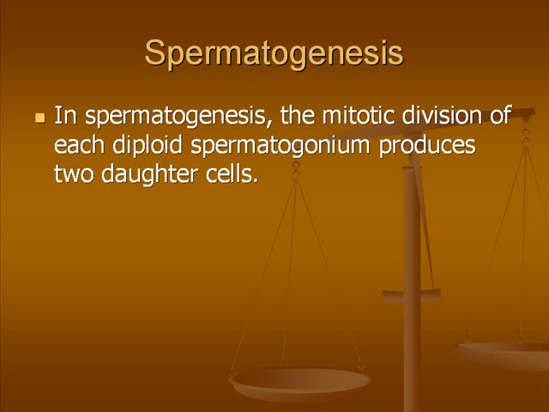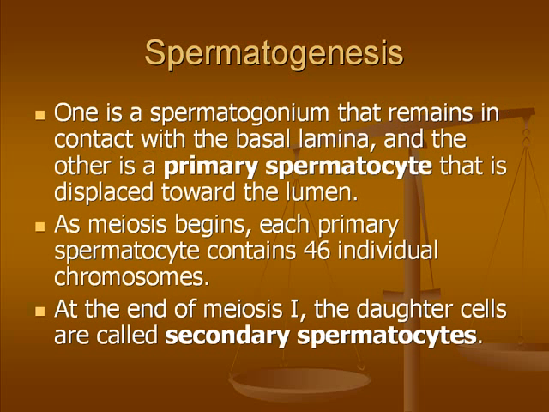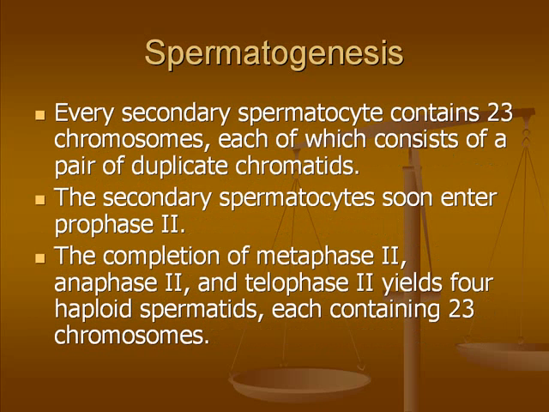In spermatogenesis, mitotic divisions of each of the diploid spermatogonia will produce 2 daughter cells. One of the spermatogonia will remain in contact with the basal lamina. That's the tissue layer, if you remember, epithelial tissue lying closest at the base of the cells. It will be displaced toward the lumen. Meiosis will begin, and each primary spermatocyte will then contain 46 individual chromosomes. Then at the end of the process, this is referred to as the secondary spermatocyte. And every secondary spermatocyte will have 23 chromosomes, each of which will consist of pairs of duplicate chromatids.